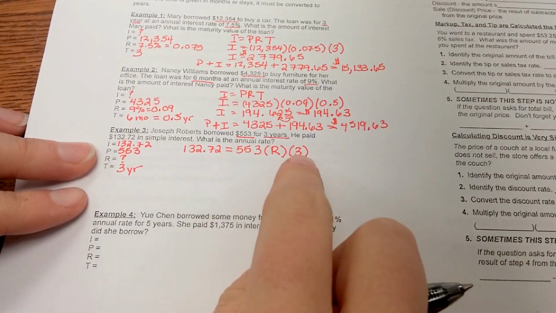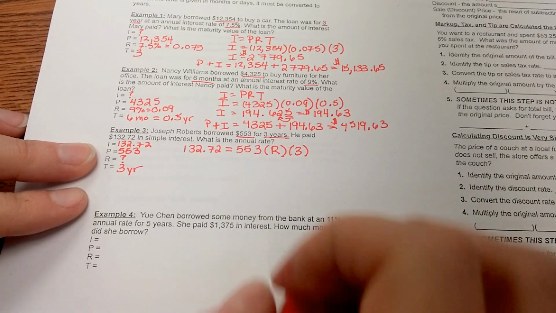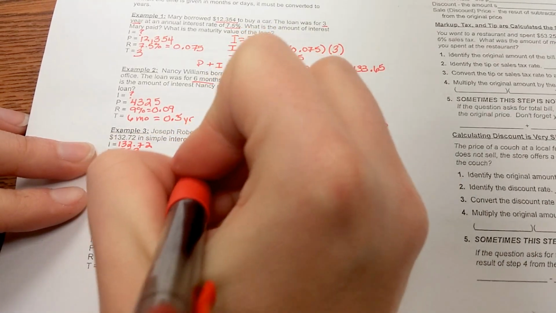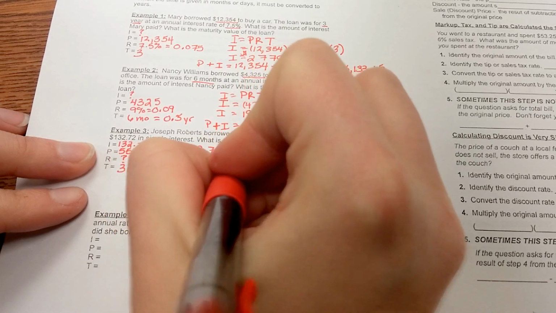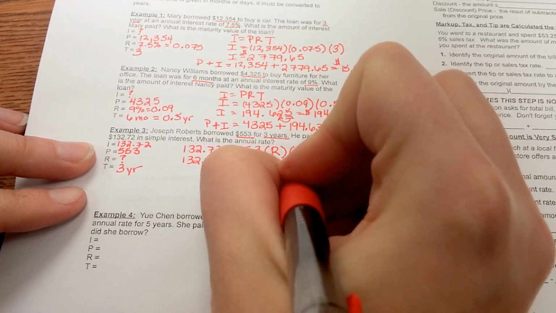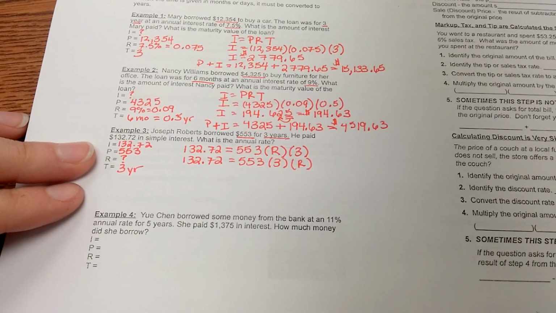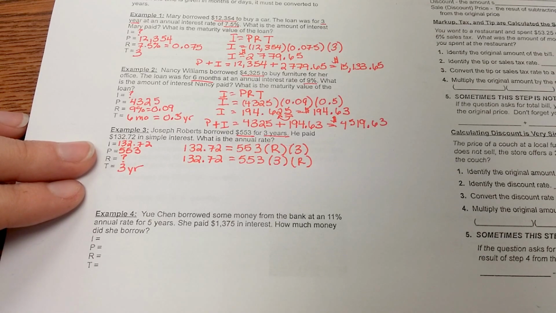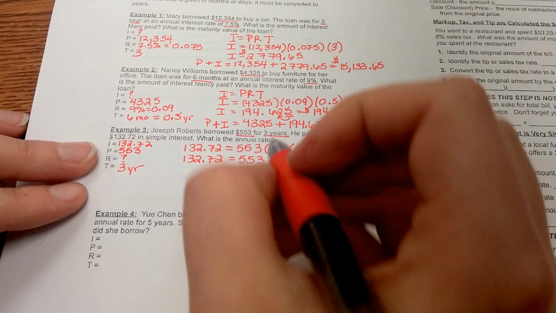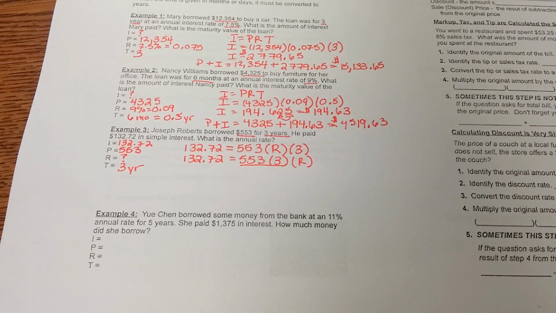We can use commutative property here and rearrange this equation so the variable's at the end. So we have $132.72 is equal to 553 times 3 times R. Just a little bit helpful there to rearrange that equation. Again, that's commutative property, says I can do that. I can now simplify this equation. I can multiply those two things together.